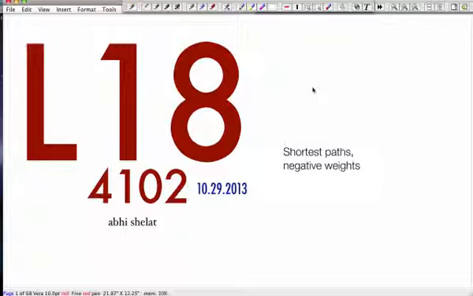Today, we will talk about shortest path algorithms, Dijkstra's algorithm in particular, and then we'll consider breadth first search, which is, in my view, a special case of the shortest path algorithm. And finally, we'll consider shortest path algorithms that work when edge weights can be negative.